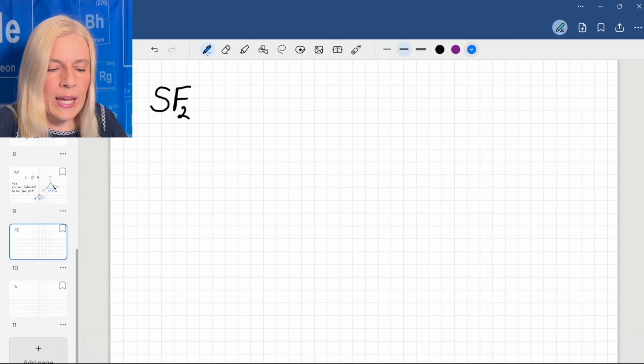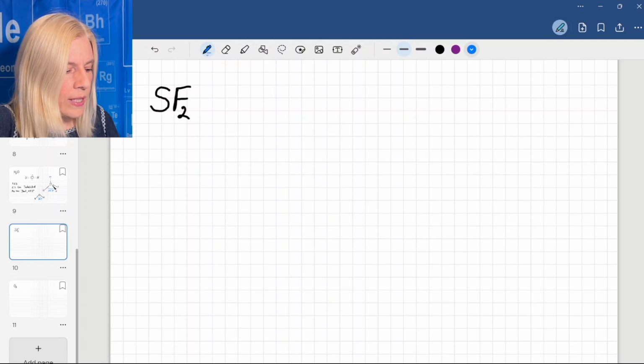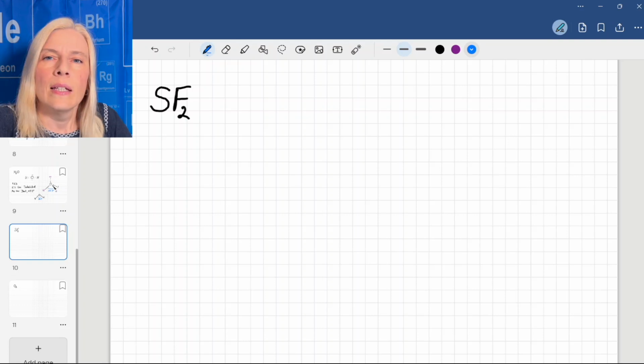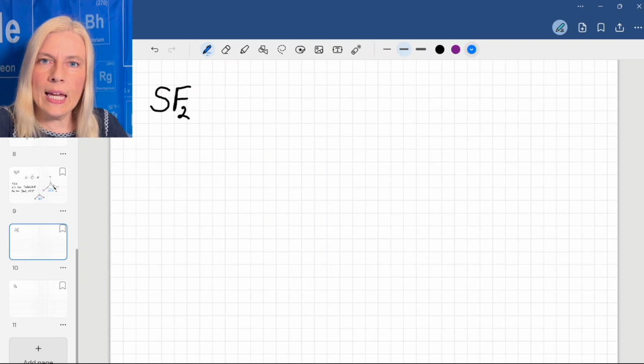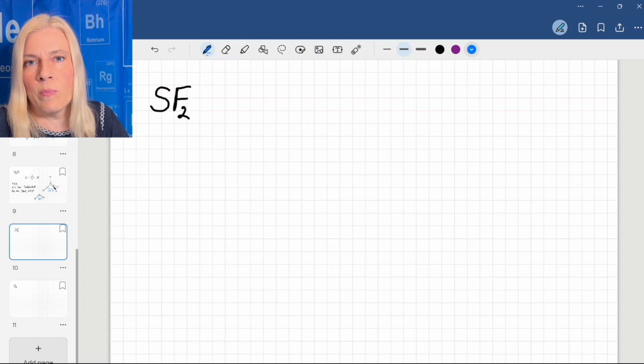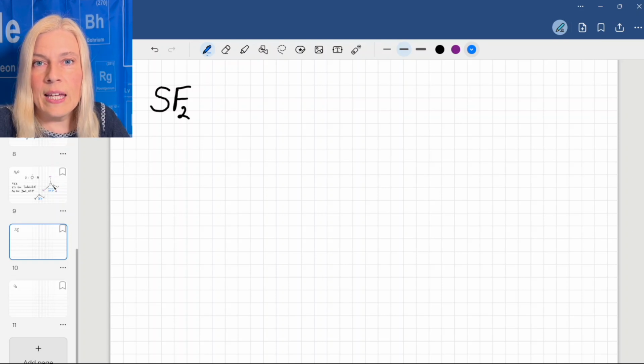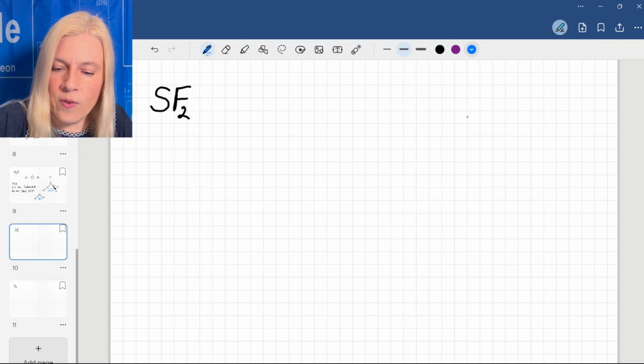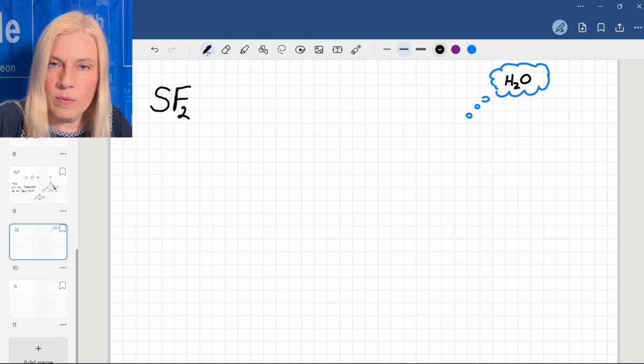So SF2, why did we choose this? Why did I put this here? Well, hopefully you can see sulfur is in the same column as oxygen. Do you see it? And then we have a halogen, 2 fluorines. They usually like to form just one bond. Fluorine can only form one bond. So, given that, this molecule better look like, can you recognize it? H2O, which we just did.